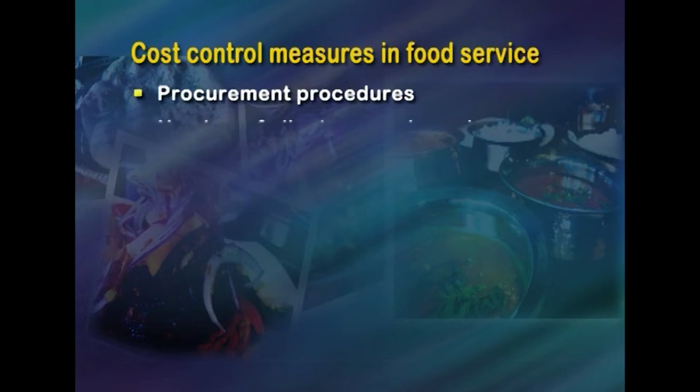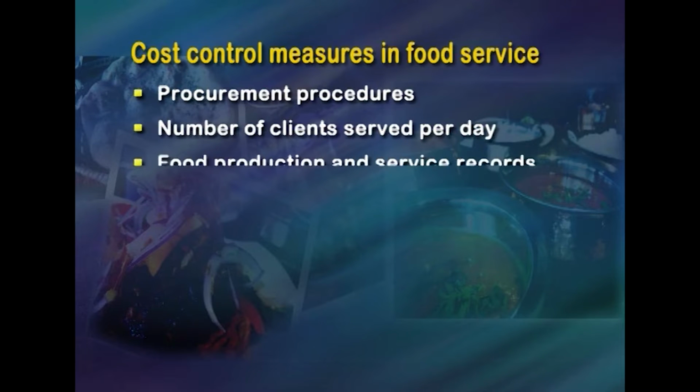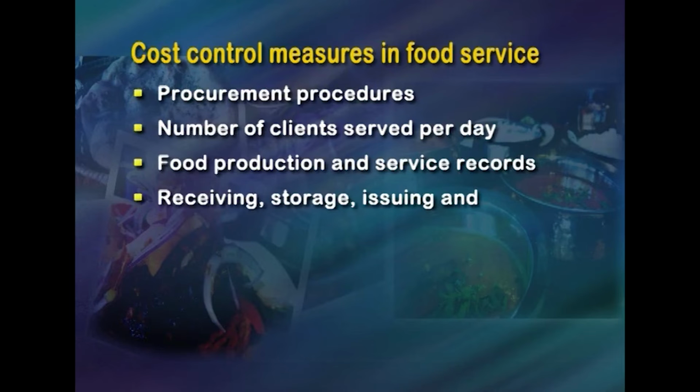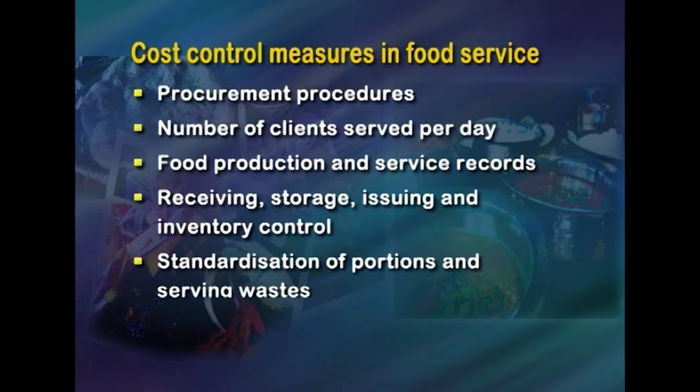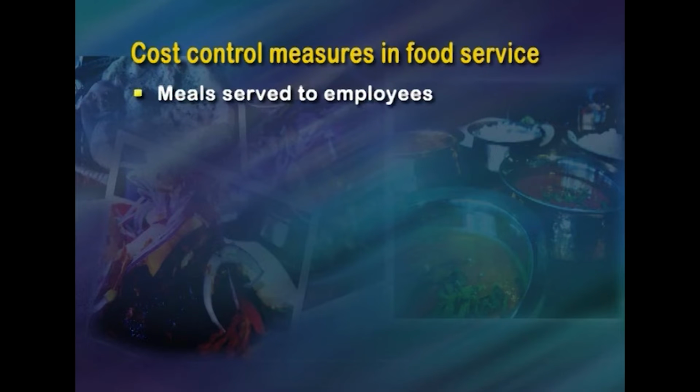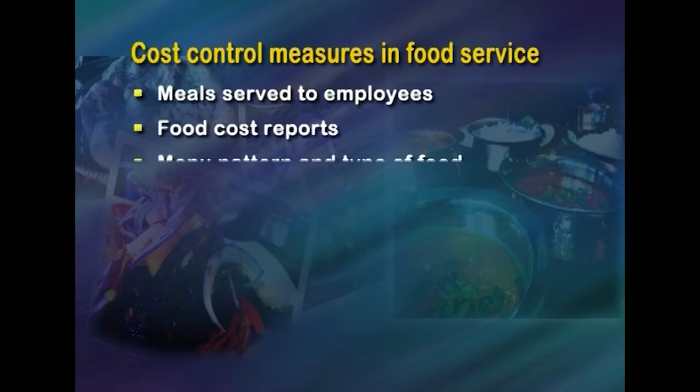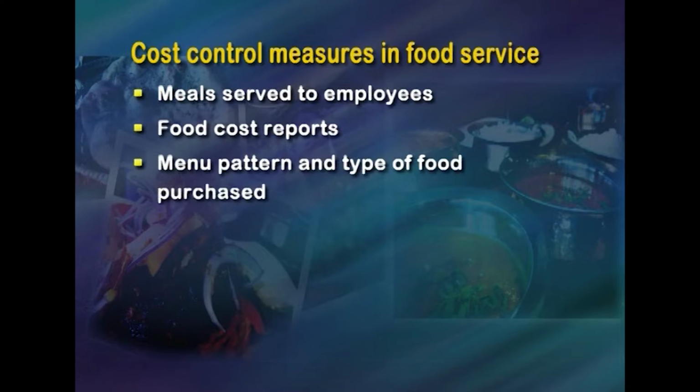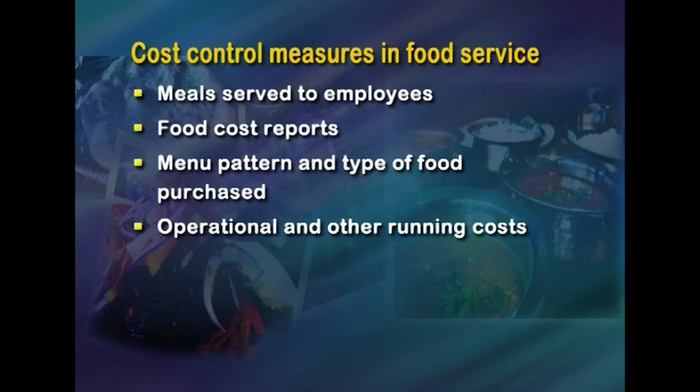Food service cost control measures should take the following into consideration: the procurement procedures, number of clients served per day, food production and service records, receiving, storage, issuing and inventory control, standardization of portions and serving wastes, meals served to employees, food cost reports, menu pattern and type of food purchased, operational and other running costs.